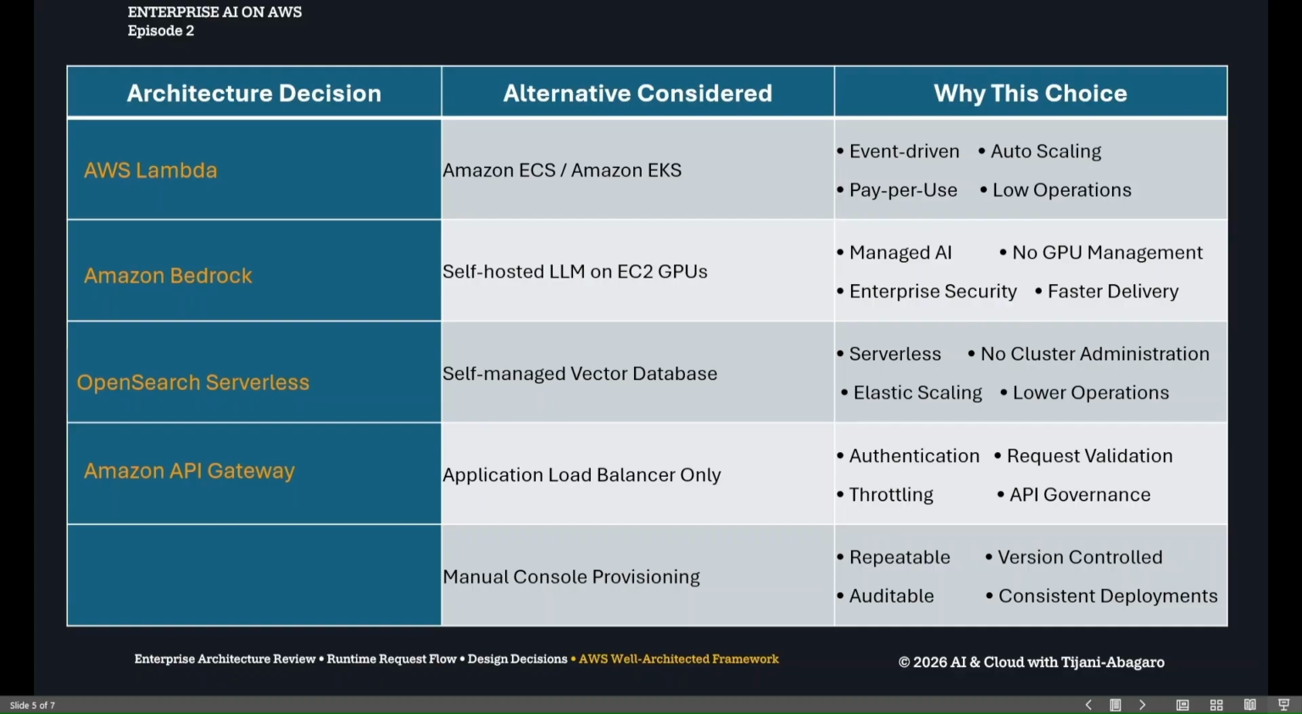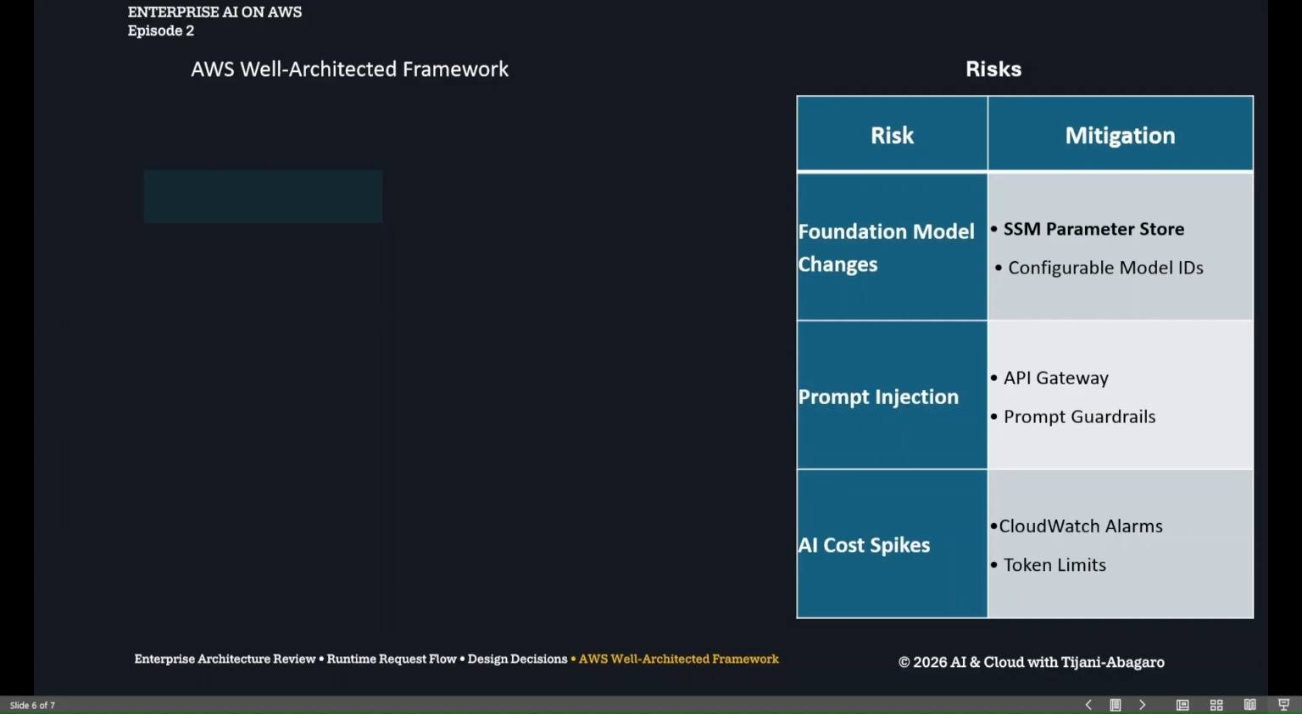Every infrastructure component is provisioned using Terraform, ensuring repeatable, version controlled, and auditable deployments across every environment. Every technology choice was driven by business requirements, operational efficiency, and architectural trade-offs, not by using the largest number of AWS services. We have now discussed the architectural decisions. The final step is validating that those decisions align with proven AWS architectural best practices.